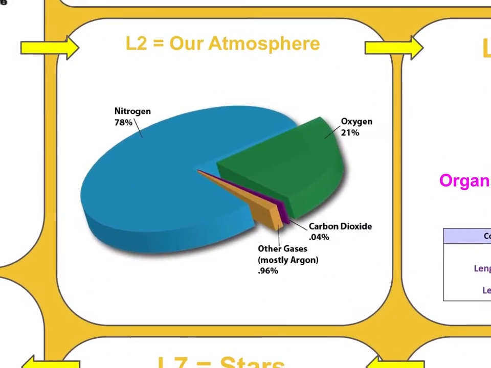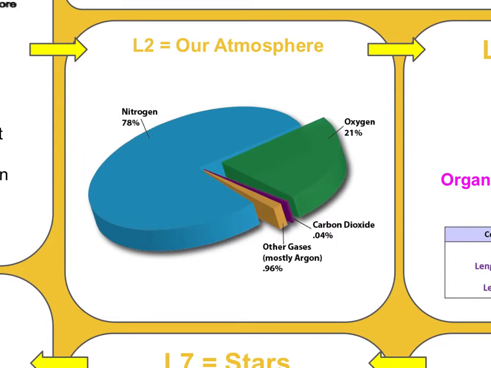Lesson 2 was on our atmosphere. We need to know that 78% of our atmosphere is made up of nitrogen. We need to know that 21% of our atmosphere is made up of oxygen. 0.04% is made up of carbon dioxide, and the other 0.96% is other gases such as argon.